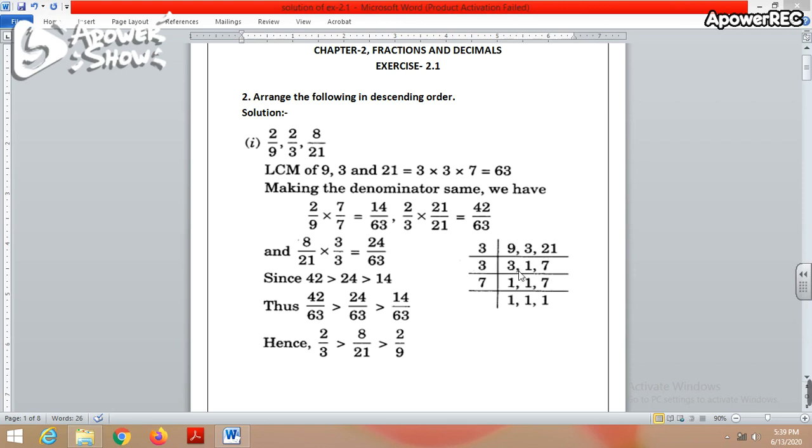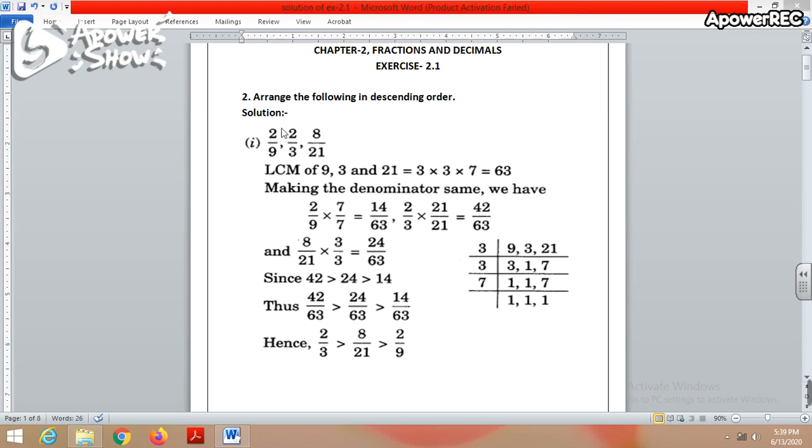Now again we have to find out a number which divides 3 or 7. So we are taking 3 here. So 3 × 1 is 3 and 7 as it is, because 3 does not divide 7. Now we have to take 7. 7 × 1 is 7. So the LCM of 9, 3 and 21 is 3 × 3 is 9, 9 × 7 is 63. So the LCM of 9, 3 and 21 is 63.